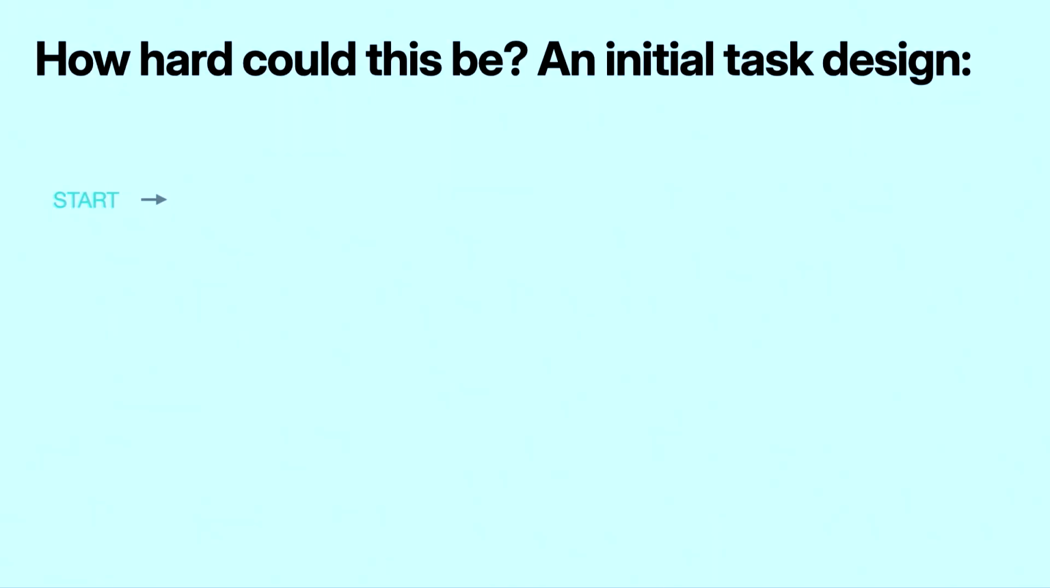Okay, so let's just start. How hard could this actually be? Let's imagine we're designing a task for a person who's sitting in front of their computer. The first thing they'll do is view some instructions that we've written, basically describing what I just told you. And then let's proceed with a trial.